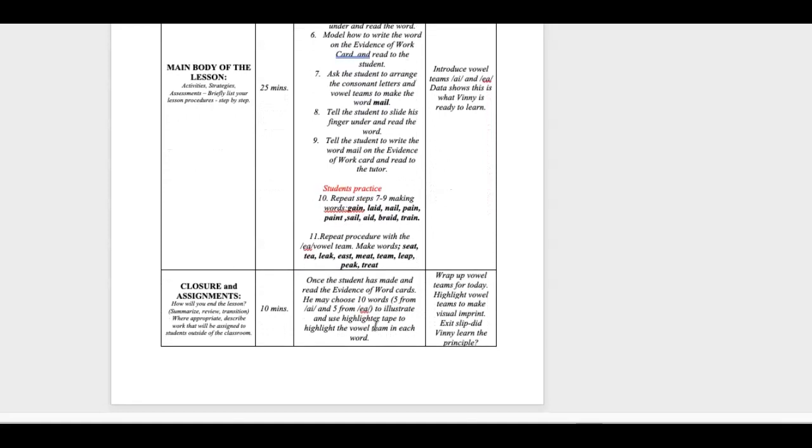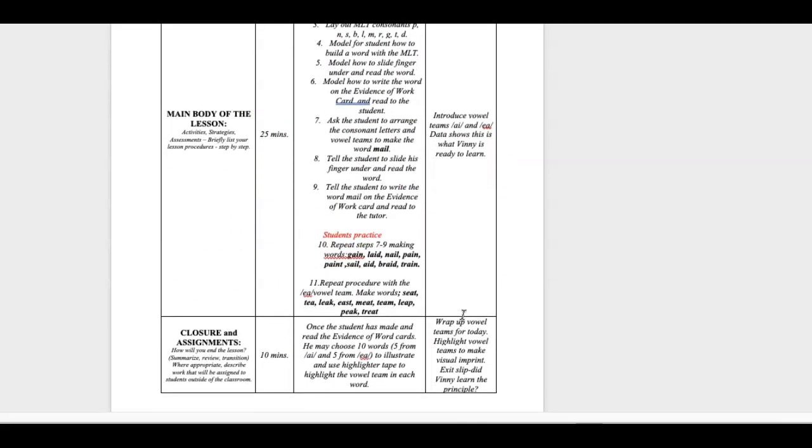What am I going to do to close this lesson? So if a substitute or someone who really doesn't have a strong teaching background, they could read this and figure out what is going to happen in the lesson.